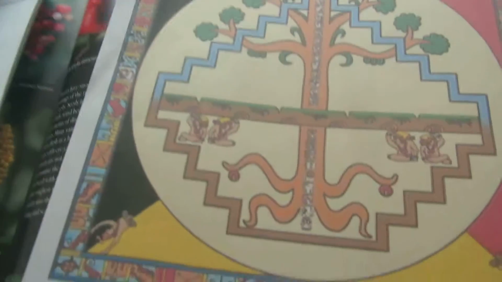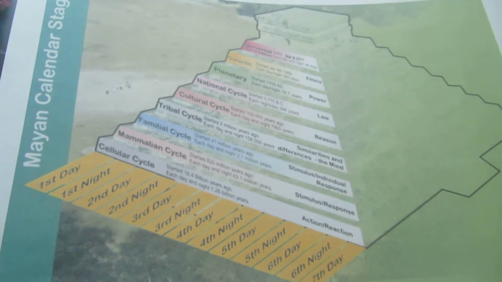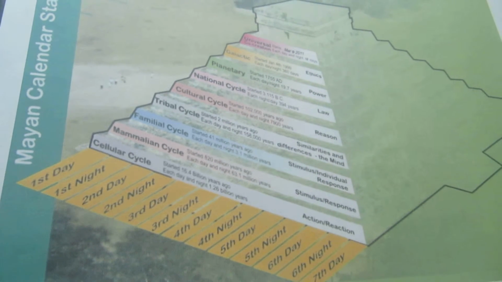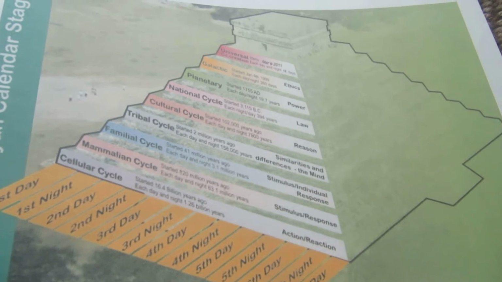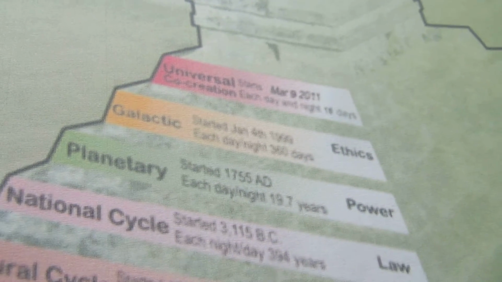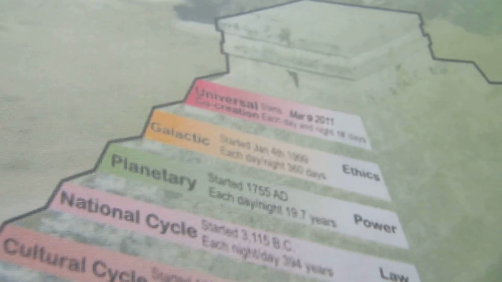So anyway, the next time I'll go into this image, which explains the various layers building up to today, and you can see planetary, galactic, and universal layers of our existence. See you next time.